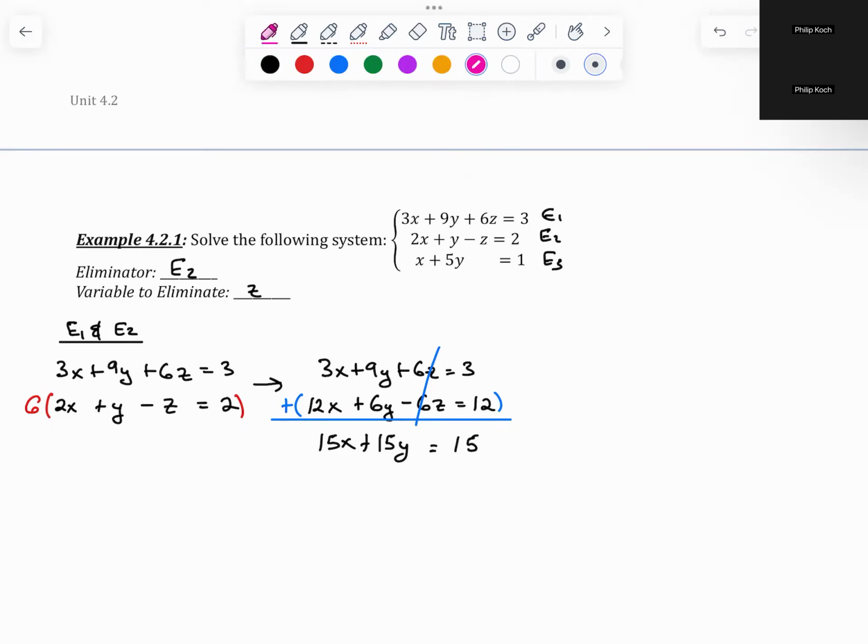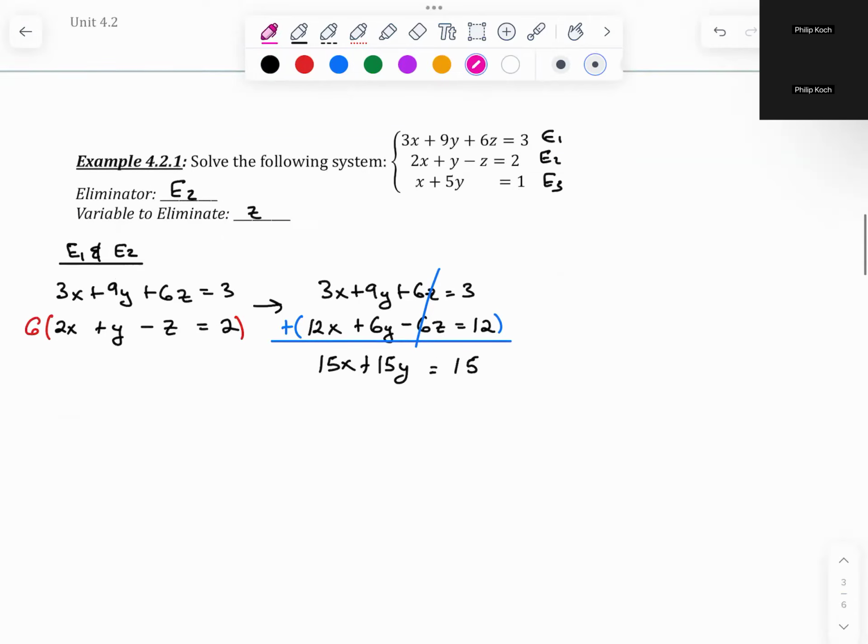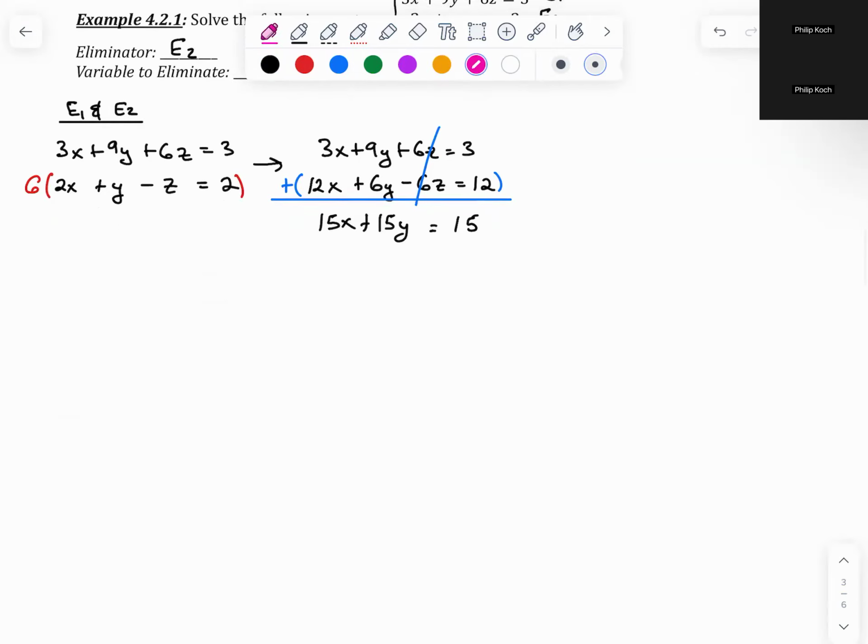Sure. So actually, do we have any preference? Are we okay doing that?